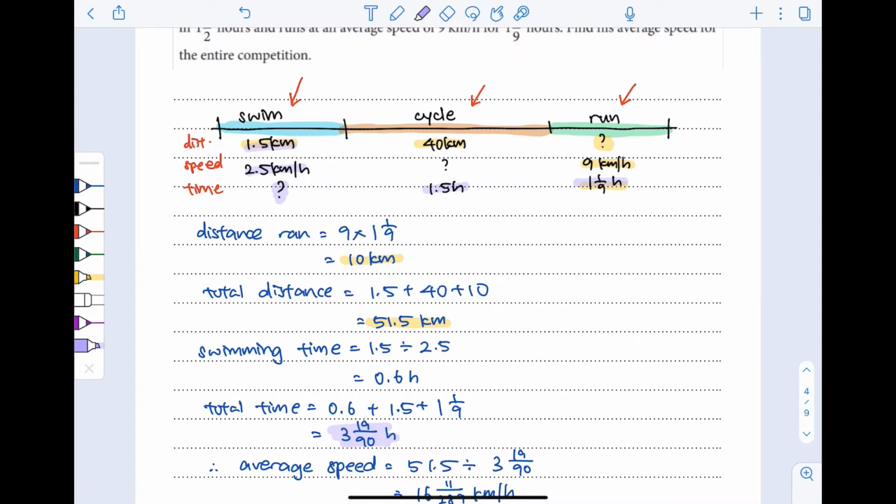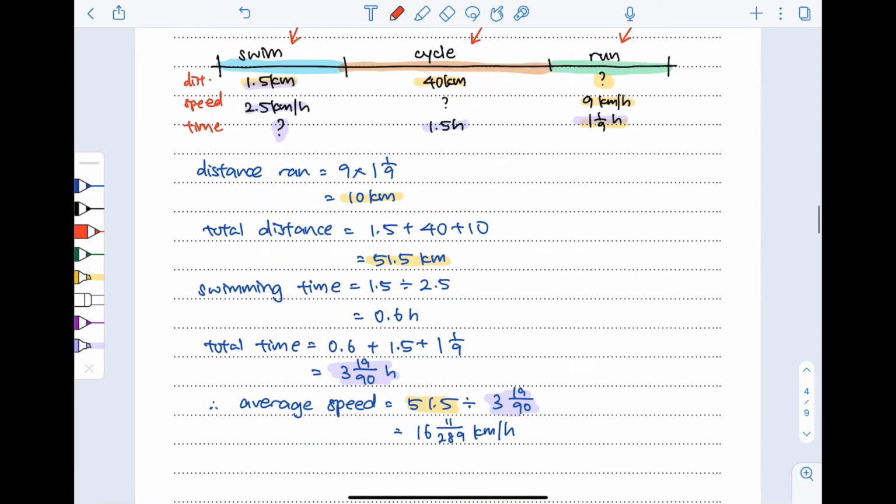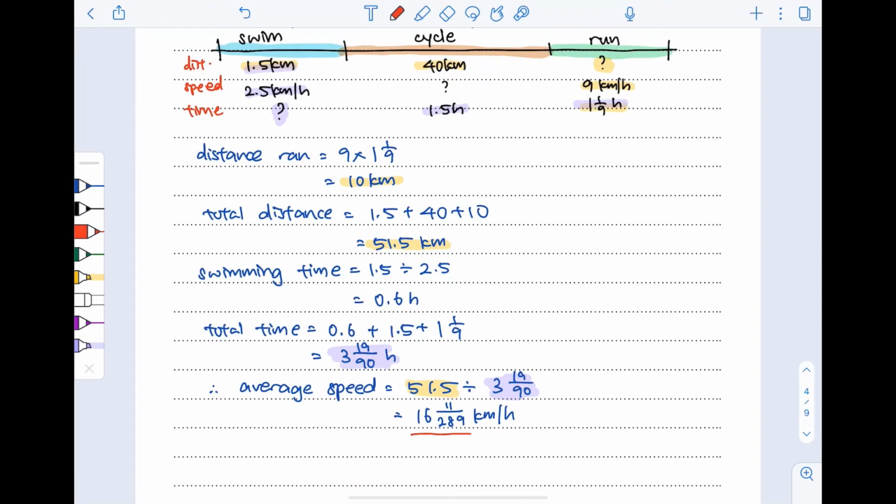Although we are missing the speed of the cycling, we do not need that information at all because we want to keep to our formula and our understanding of the concept that the average should be total distance divided by total time. So we take the total distance here and the total time over here and we arrive at our answer to be 16 and 11/289 kilometers per hour, since our distance is in kilometers and our time is in hours.